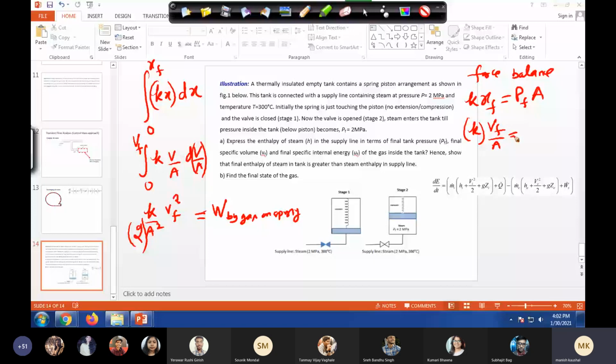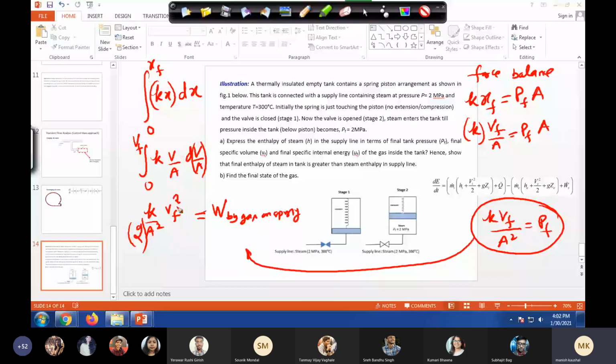So this will be what? K VF by A square is nothing but PF. So using this here, what we will get? K VF square by A square is PF. So one VF will be left. So you can write it PF, or just to make it very clear, I am writing it this way: K VF A square. There is a half term, and then this is VF. This will lead to simply K VF A square is nothing but PF VF by 2.